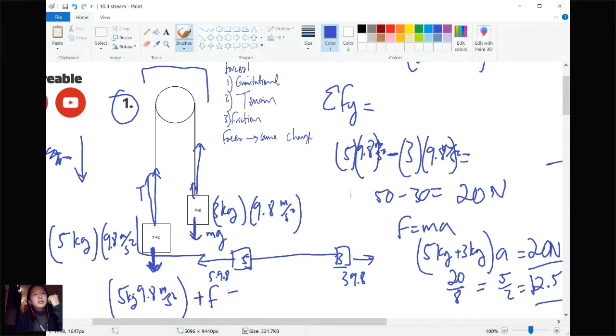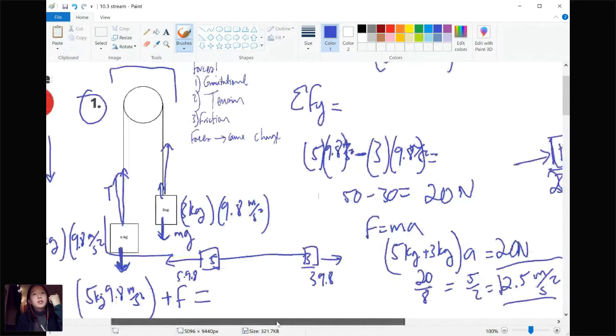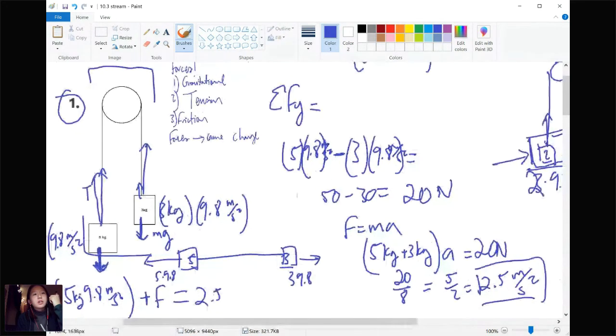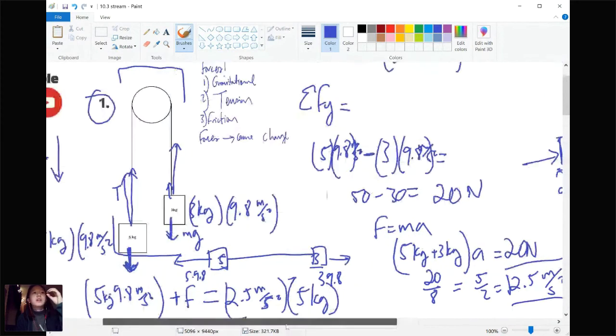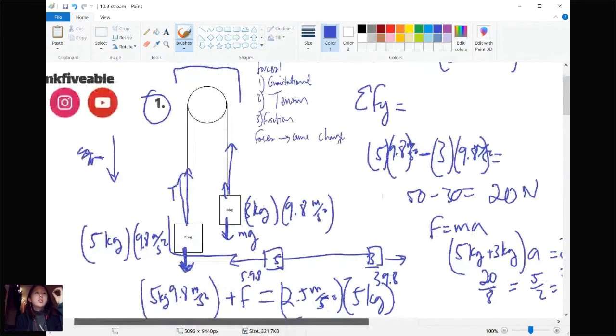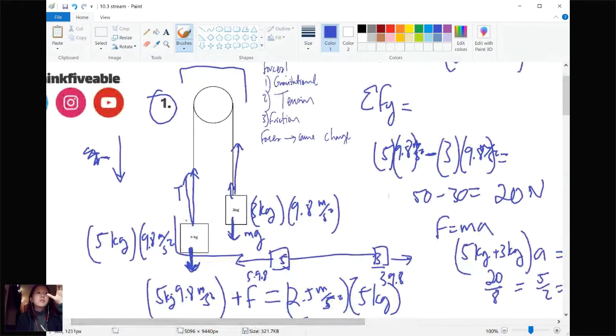Let's do plus another force is equal to 2.5 meters per second squared, but this is multiplied by 5 kilograms. So there is a force that is preventing this system from going at the full acceleration, but in fact it's going at this acceleration instead. So what you can do is just subtract the two. I'll just do the simplification of 10 over here.